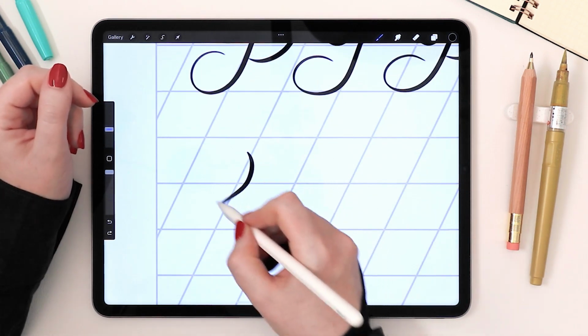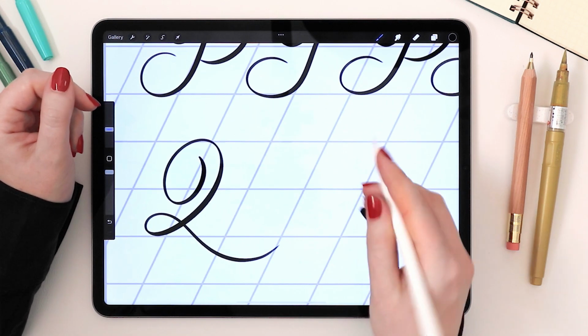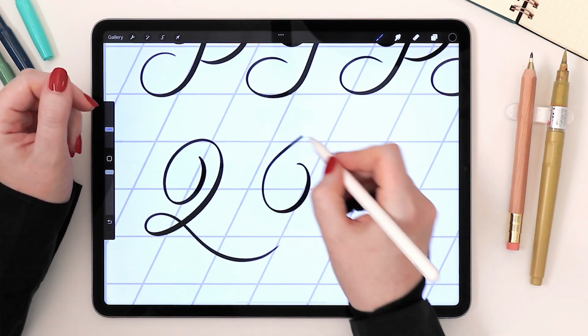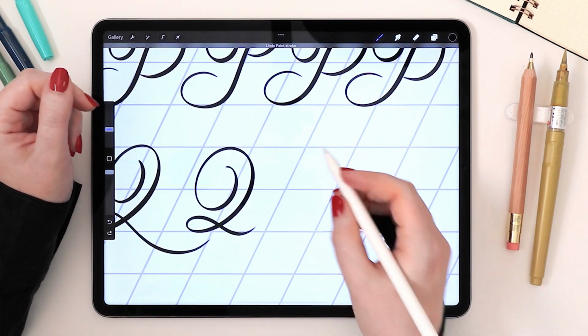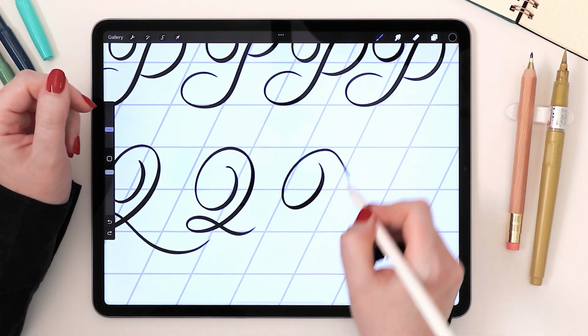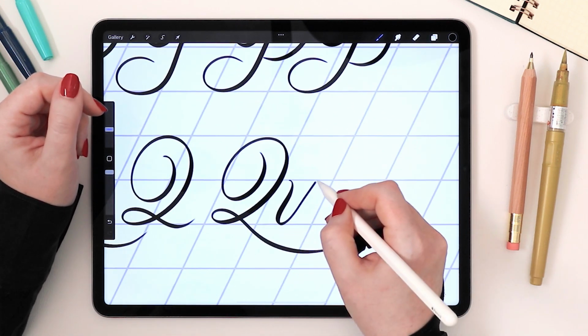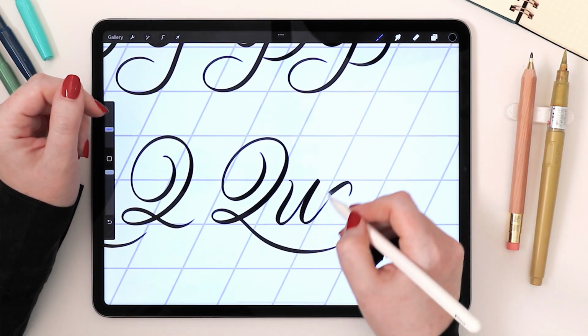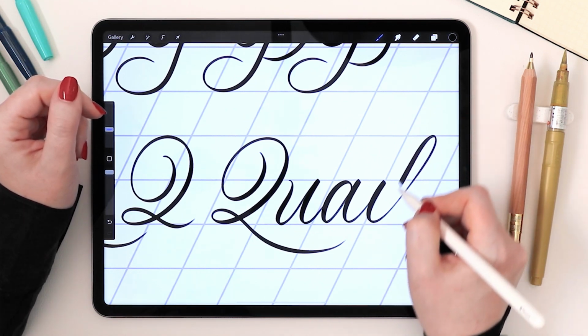Now, script Q is another one that looks very different from the printed version. It almost looks like a very flourished number 2. I find it one of the most fun uppercase letters to write, actually. And just like the L, you can make that final tail pretty long, and you get a lot of beautiful flourishing without much effort.